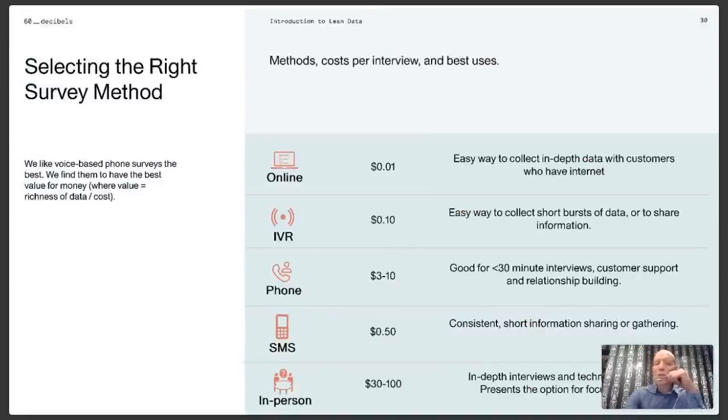Last set of tips on method. These are the various methods you could use. You can send emails, you can use voice response, you can use the phone, you can send SMSs, and obviously you can do things in person. Just want to give people a sense of what these various methods cost, why you might use one or the other. We often will use them together. So we will often use SMS in advance of a phone call to let people know a phone call is coming, to let them schedule the phone call, to thank people afterwards.